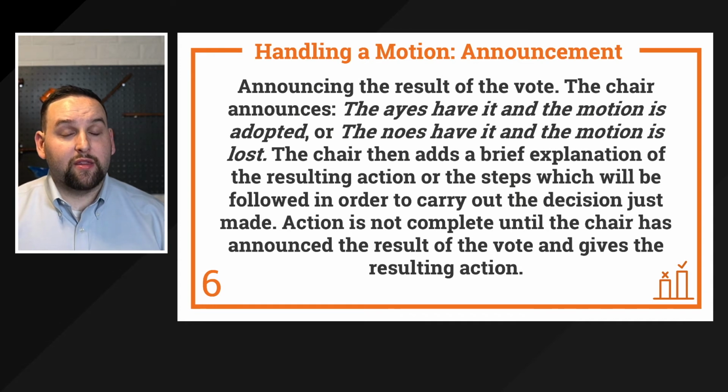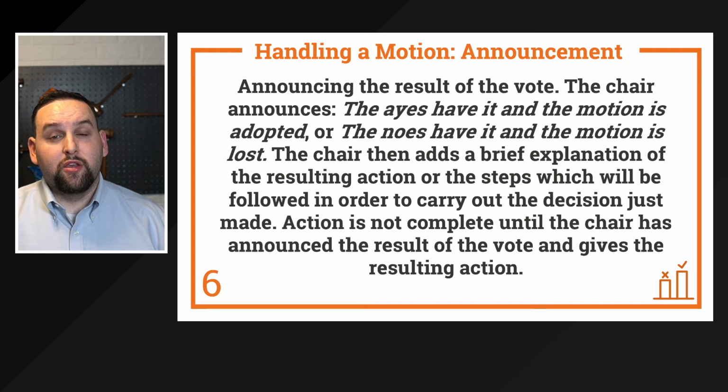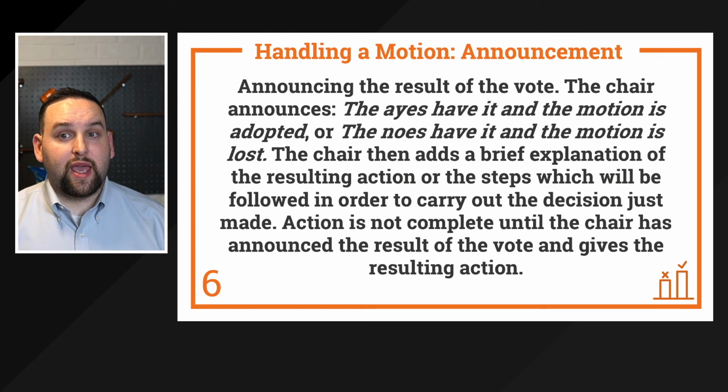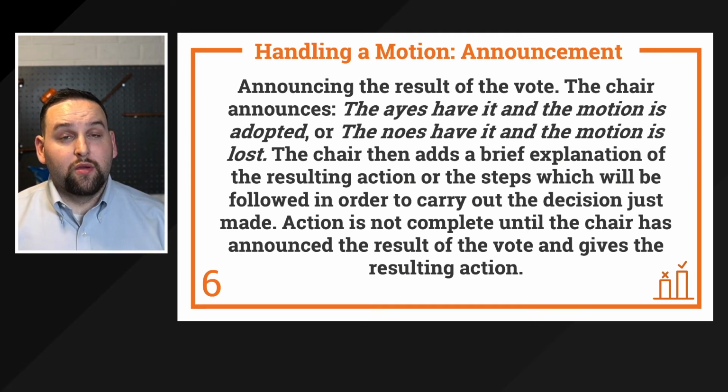Once the vote has been taken, the chair announces the outcome of the vote. The ayes have it and the motion is adopted, or the noes have it and the motion is lost. The chair then should add a brief explanation of the resulting action or the steps which will be followed in order to carry out the decision just made. Action on the pending question is not complete until the chair has announced the result of the vote and gives the resulting action. For example, the ayes have it, the motion is adopted, and the organization will do this.